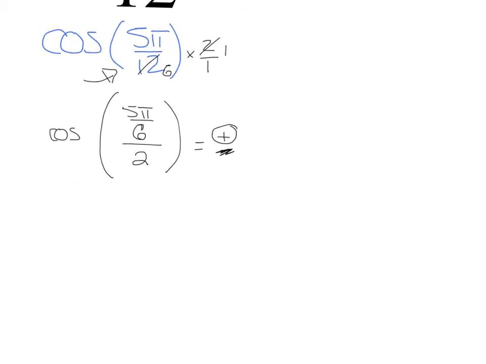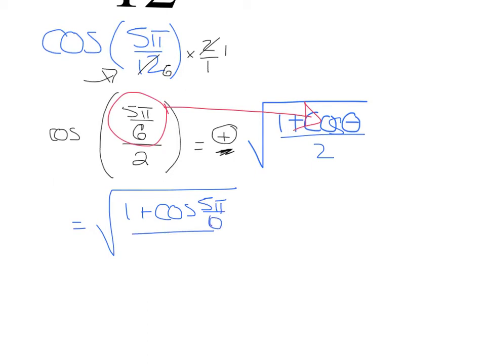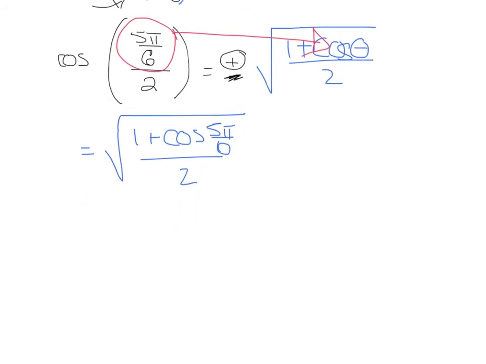Let's fill in our formula. Our formula says the square root of 1 plus cosine of theta. Remember, the angle that we're substituting is this one. It's 5 pi over 6, the one I can actually substitute in there, over 2. So let's go ahead and start substituting. 1 plus cosine of 5 pi over 6 over 2. And cosine of 5 pi over 6, we can evaluate that. Let's go ahead and evaluate that.